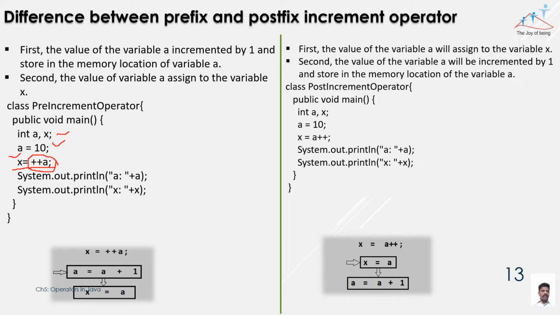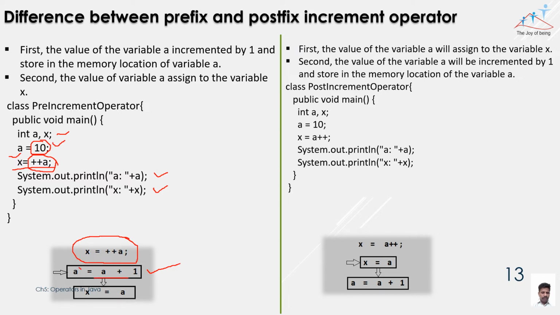Since the initial value of a is 10, first the value of a will become 11, and that 11 will be assigned to x. So when we print a and x, both the values will be the same. In the same way, it is equivalent to writing x is equal to plus plus a. Since it is prefix, first it will increment the value of a by 1.